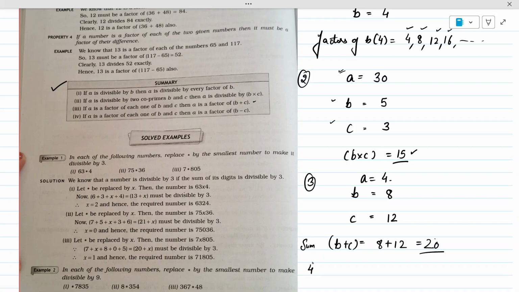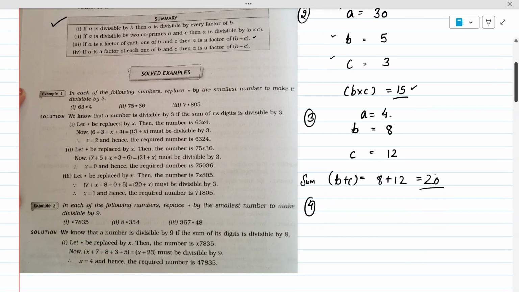Next, the fourth: if A is a factor of each one of B and C, then A is a factor of B minus C also. Let us take the same figures again. A is 4, B is 8 and C is 12. This time we are going to find the difference, that is B minus C. So what is B minus C? B minus C is 12 minus 8, which is 4. And yes, 4 is a factor of the difference, which is 4 only here, right?